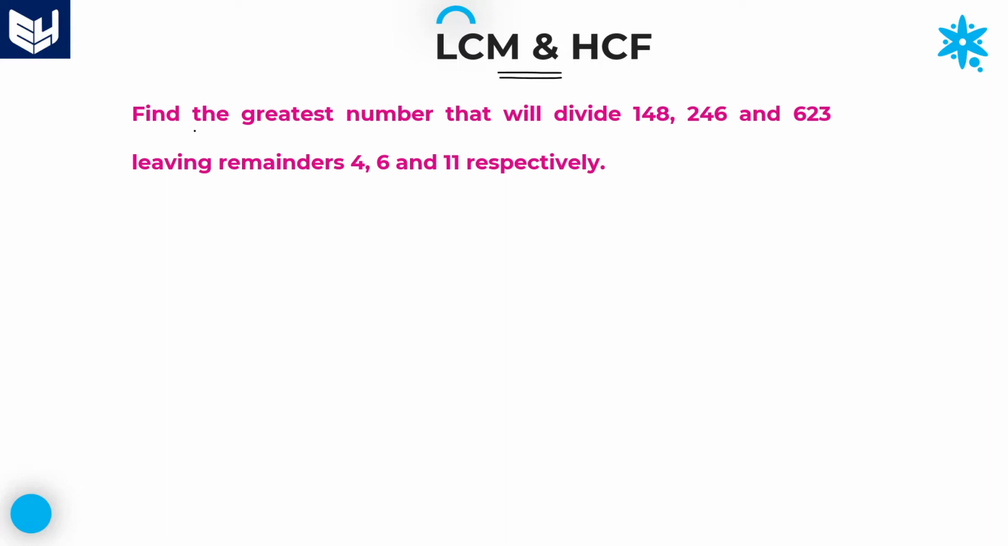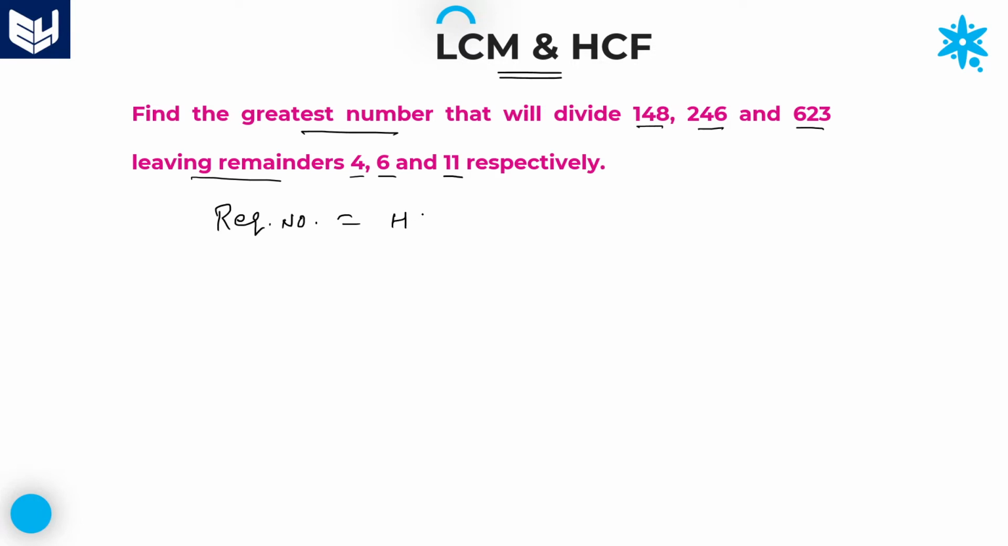Here, see the first question in this session. Find the greatest number that will divide 148, 246 and 623, leaving the remainders 4, 6 and 11 respectively. Whenever the numbers and their respective remainders are different, we have to use the concept of HCF second model, different remainders concept. In that case, what is our required number?